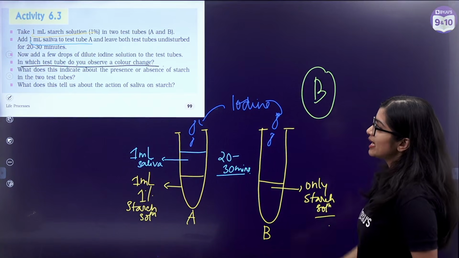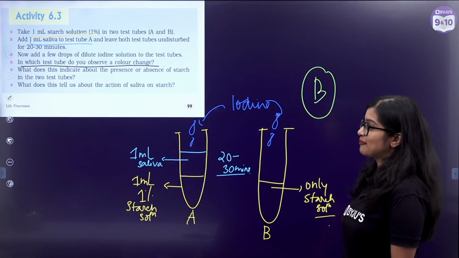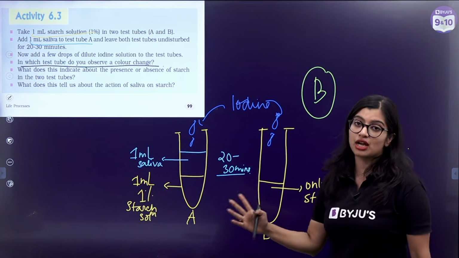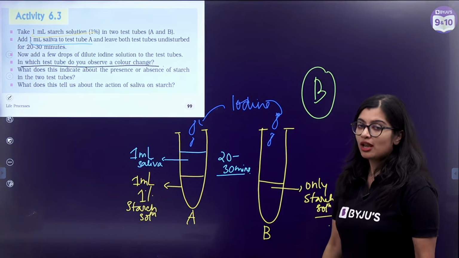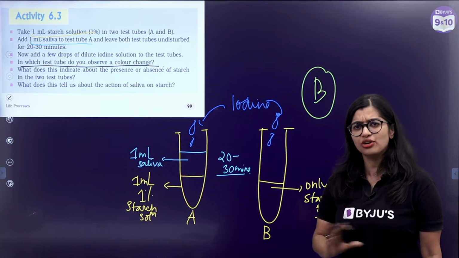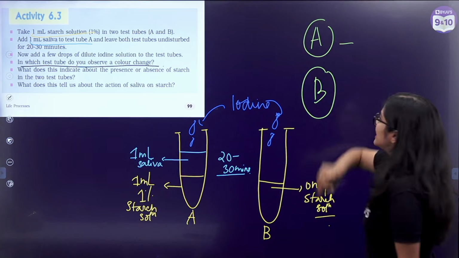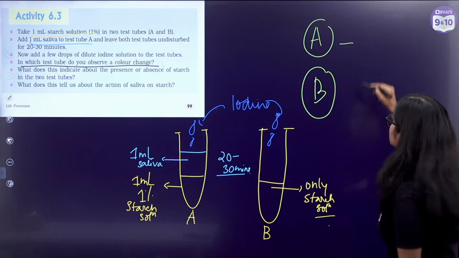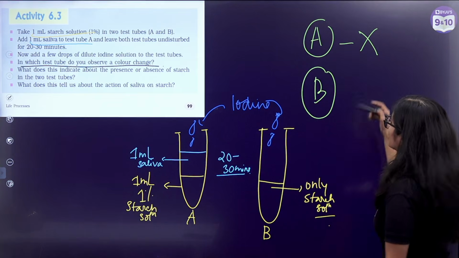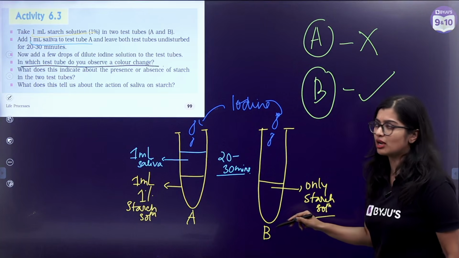Now the next question is asking us, what does this indicate about the presence or absence of starch in both the test tubes? So we need to identify if starch is present or absent. You can pause this video and try to answer it yourself, because now you've got a hang of it, right? Is starch present in test tube A? It is not, which is why I did not see a color change in my solution. Is starch present in test tube B? Yes, which is why I observed a color change.